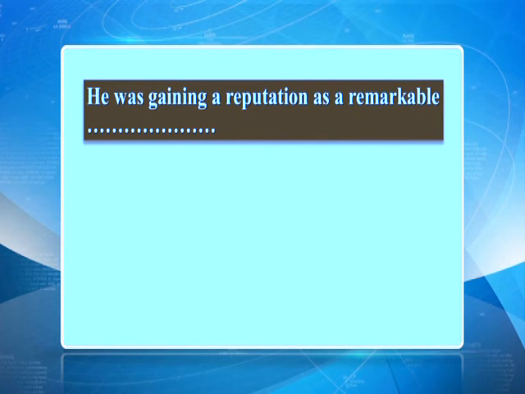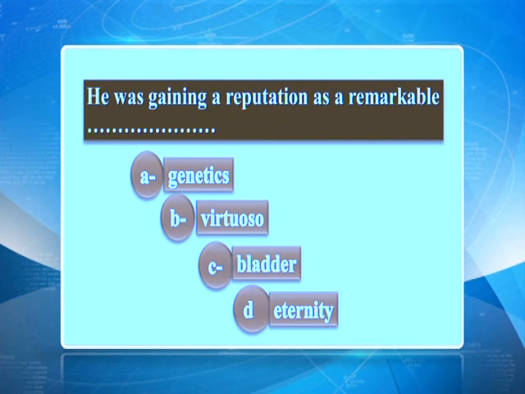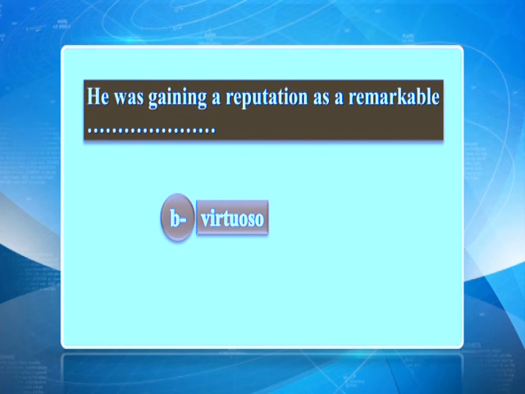He was gaining a reputation as a remarkable. So when I say reputation, it means someone who is famous for something, a special skill or a special ability. So for having an excellent, genetics, virtuoso, bladder, eternity. So the right answer is virtuoso. Excellent.